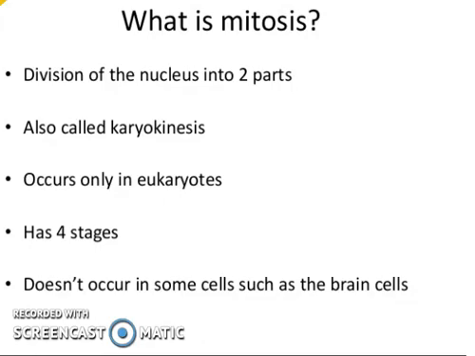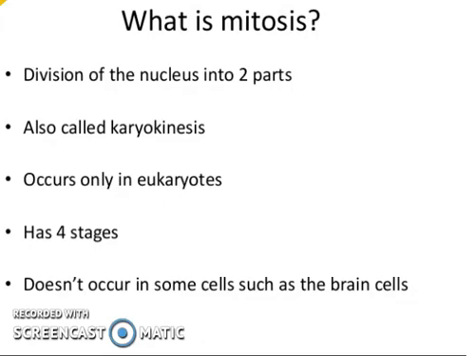Now, first of all, before going into the detail of mitosis, we should know what mitosis actually is. It is the division of the nucleus into two parts, called karyokinesis, which is succeeded by the division of the cytoplasm, and finally two complete new cells are formed. So the division of the nucleus into two parts, also called karyokinesis, occurs only in eukaryotes.